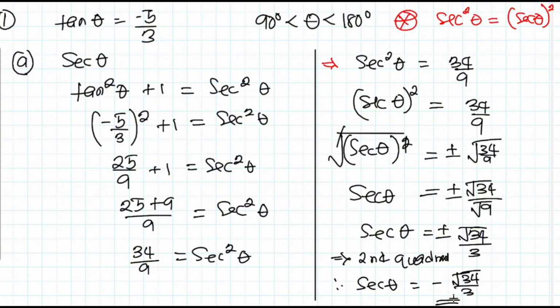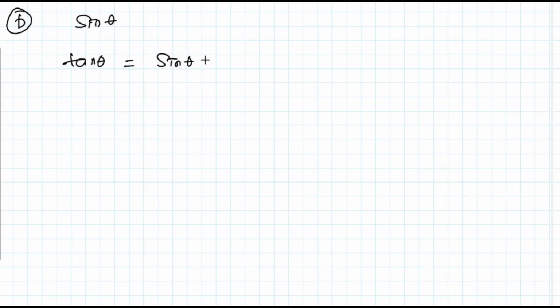So the next one is sine theta. Which identity do you think we can use here? Okay, we can do manipulation here. We are looking for sine theta in b, so we are going to use manipulation. You know that tan theta equals sine theta all over cos theta, right? Fantastic.